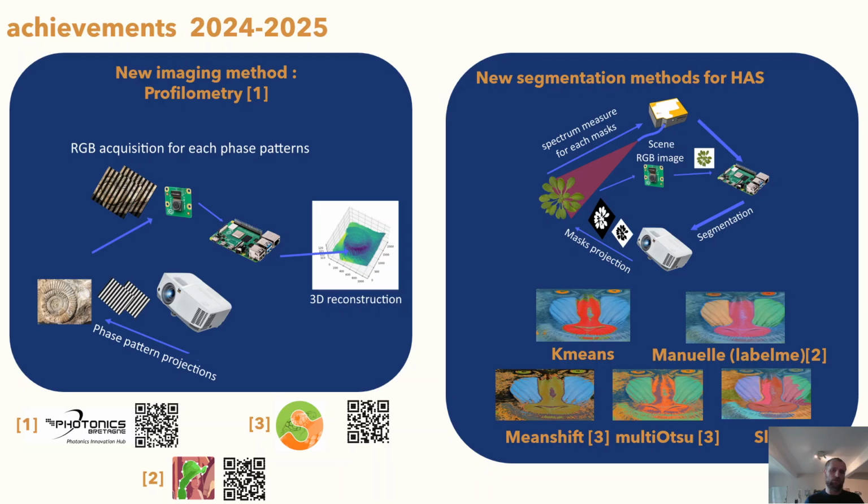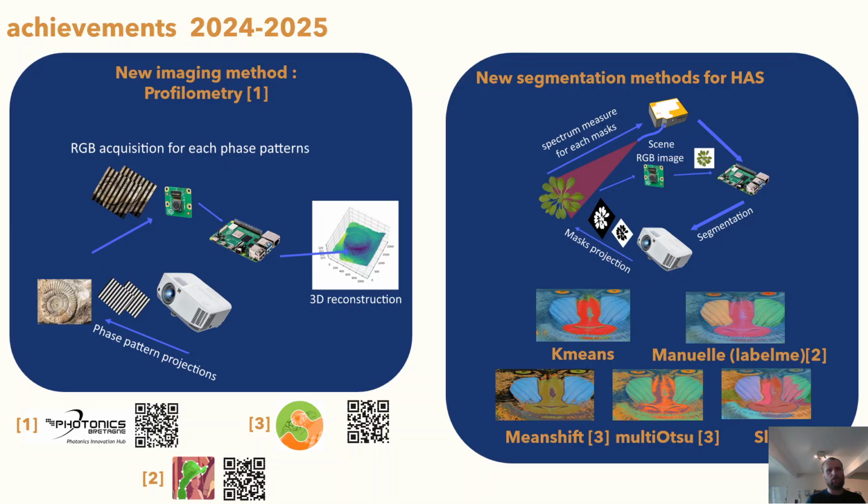Historically, we have two segmentation techniques with this imaging method. The first is K-means, a very traditional segmentation method, and the second is manual, with Labelme, an open source repository that works to make labeled RGB images for deep learning. But we just added the graphical user interface to create your own segmentation for homogeneous area scanning.